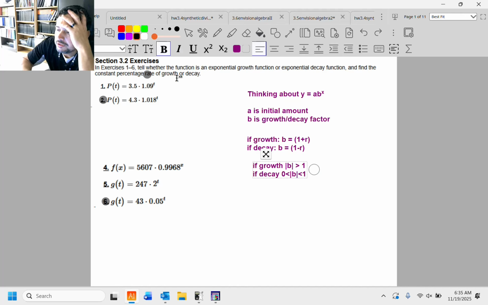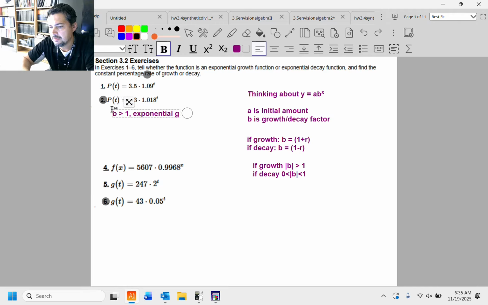So on number 2, I'm supposed to decide if it's exponential growth or not. It is definitely exponential growth. B is bigger than 1. That's exponential growth. B is the guy with the exponent, okay? Since B lines up with 1 plus R, 1.018 must equal 1 plus R. And that means that my rate is 0.018. It's just whatever you are over 1.